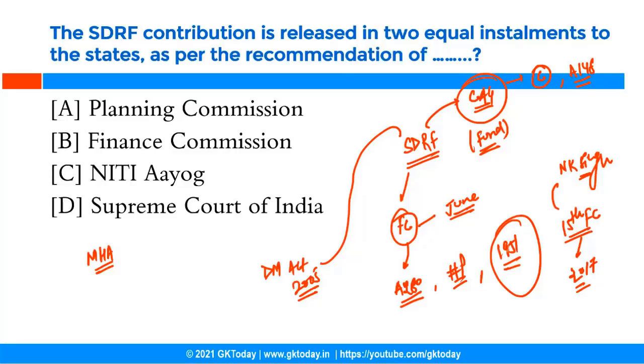Now, please note that in this SDRF, that is State Disaster Response Fund, the contribution is provided by the central government. So, central contribute up to 90% in case of special category states and up to 75% in case of other states. Special category states are those states which are facing special problems. For example, the states of Northeast and hilly area states. For general category states, central government contribute 75% and remaining is contributed by the state government.